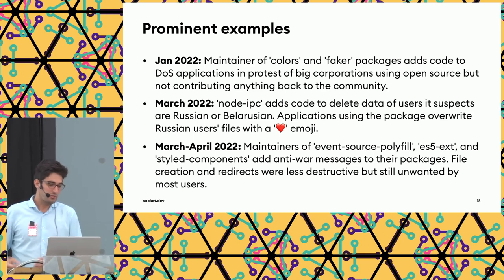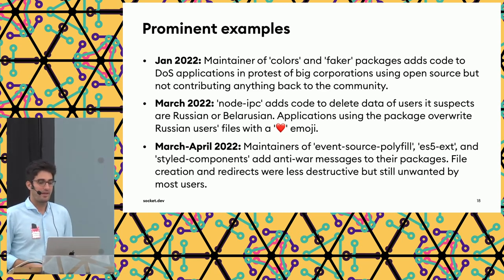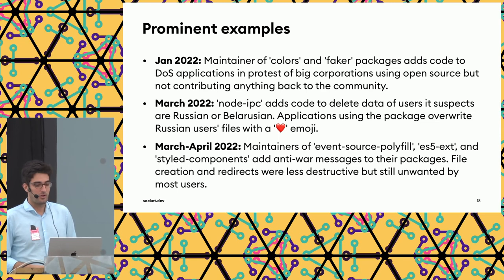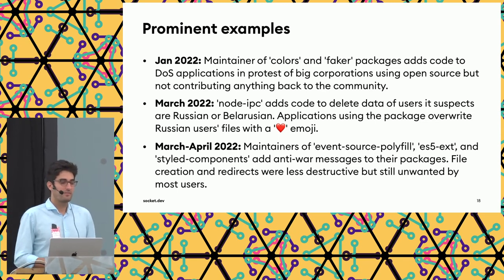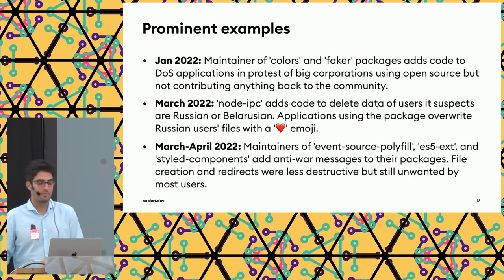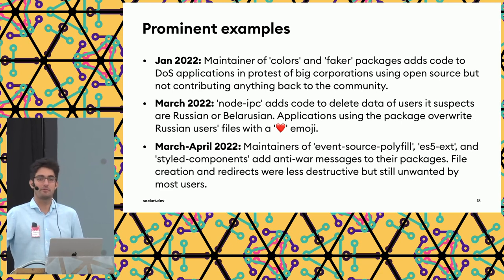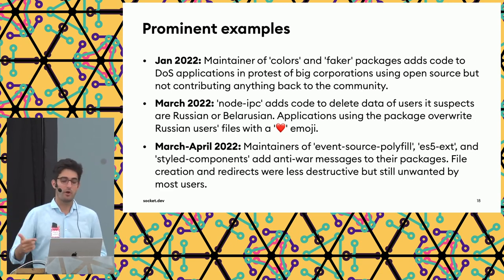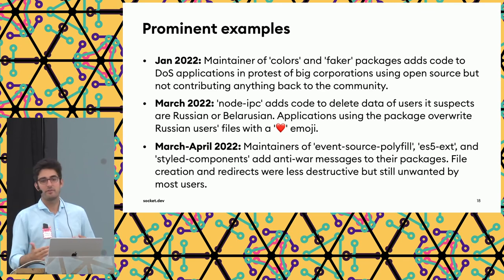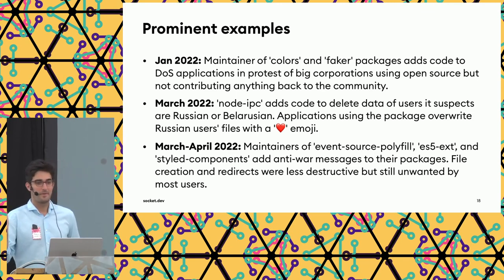And then in March 2022, there was a package that added code to delete data if it suspected you were coming from Russia or Belarus. It would basically look at the IP address again, and if you appear to be coming from one of those two countries, it would run some code which would loop over every file on your hard drive and replace the contents with a heart emoji. And it would do this automatically when you installed the package.